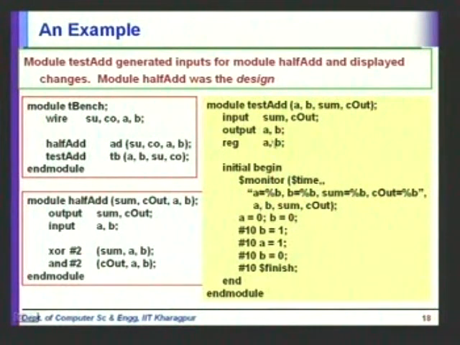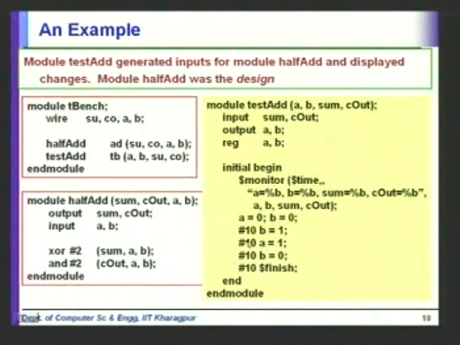So we declare them also as registers because they will have state. They will have to hold steady state values. Then there is this initial block. What does this initial block do? It first of all sets up a monitor to print the values of A, B, sum and carry out. Then it sets A equal to 0, B equal to 0. Then what's that going to do? Whenever this assignment is made, the half adder will produce some output. That output will be displayed.